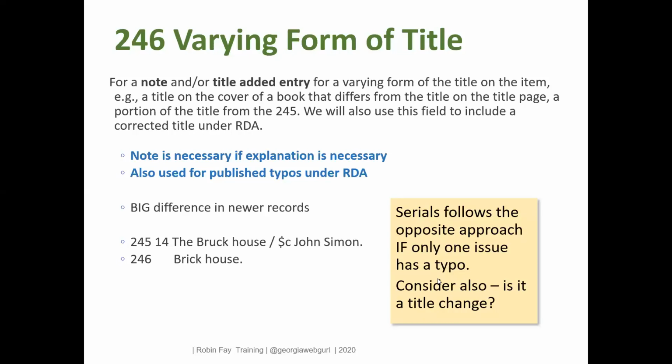The other thing I would add is that you can then add a 500 note. So a note is necessary. That can be very helpful for people to know where that secondary title appeared. So my suggestion is always, when you add a 246, go ahead and add a 500 note and tell people where you found the information. The 500 note is a notes field, and you can add whatever you want there. So you can say title on spine, however you may want to say it.